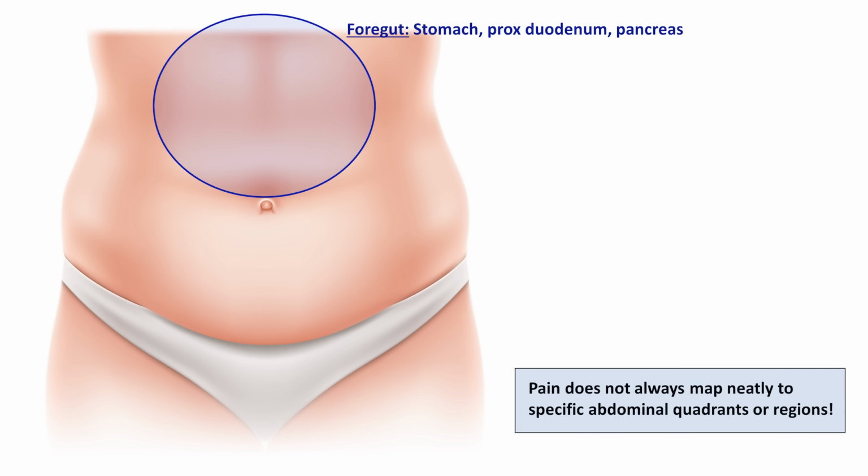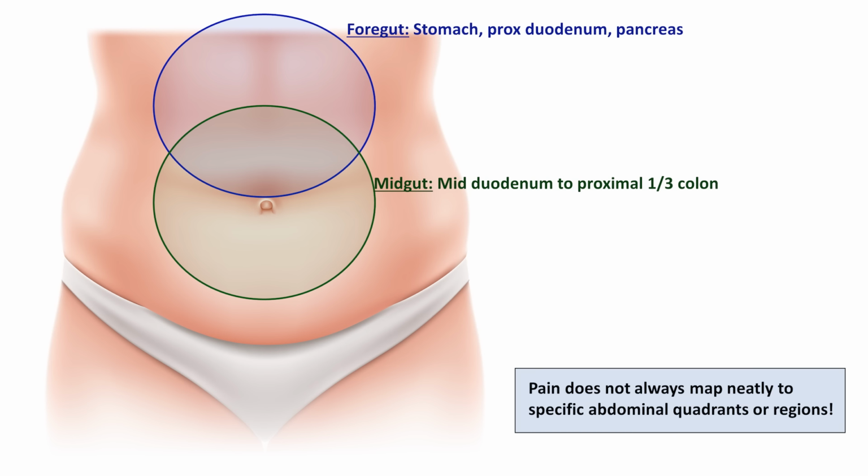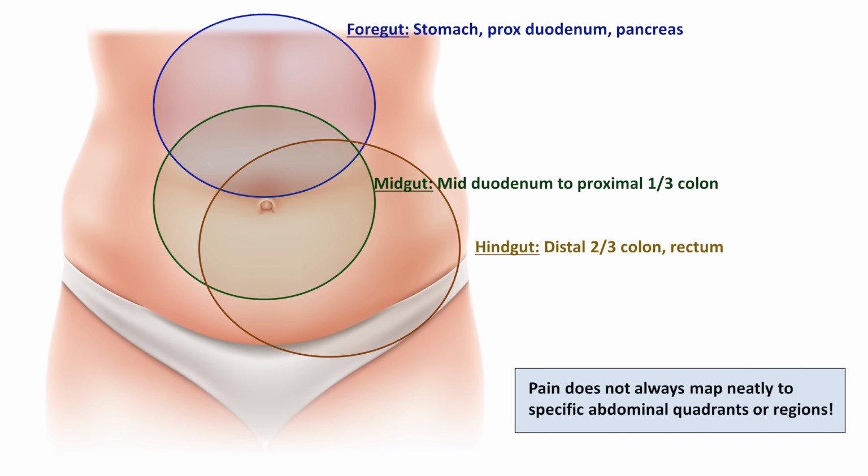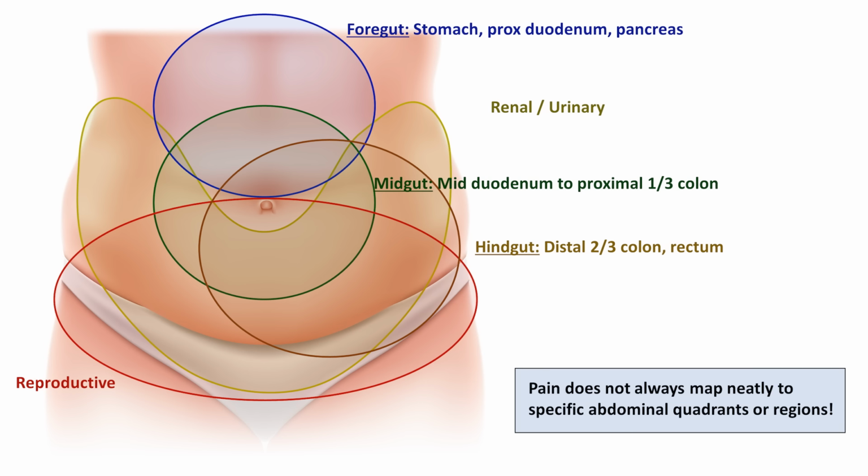Pain from midgut structures can extend into the epigastrium and suprapubic regions. Hindgut structures can lead to pain throughout half the abdomen. Pain from the GU system and reproductive systems can be widespread, and even pain from the liver and biliary system can extend outside the right upper quadrant.